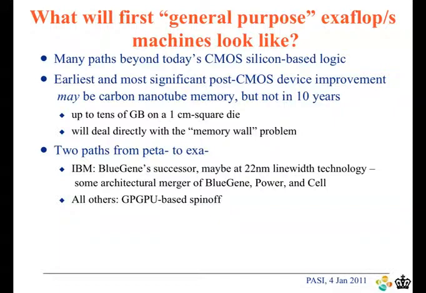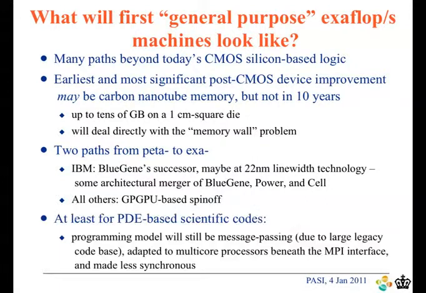There are two paths. One of them IBM can do by itself because it's a vertically integrated company that has 3 petascale architectures: the Blue Gene, the Power, and the Cell. And some interesting merger of the 3 will happen no matter what the rest of the world does. All others will be some GPU-based spin-off.